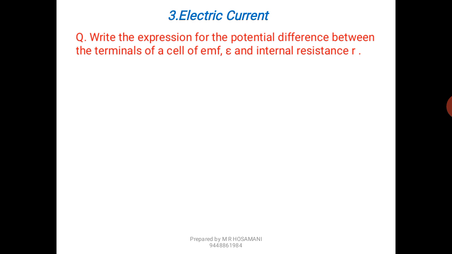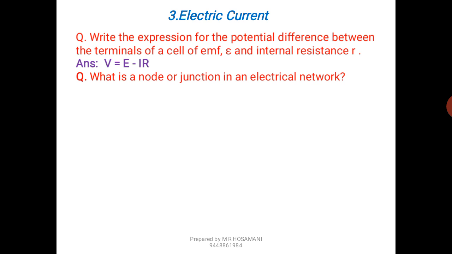The next question, write the expression for the potential difference between the terminals of a cell of EMF E and internal resistance r. So V equal to E minus Ir, where V is the terminal potential, E is the EMF, I is the current, and r is the internal resistance. Okay, make it a small r.